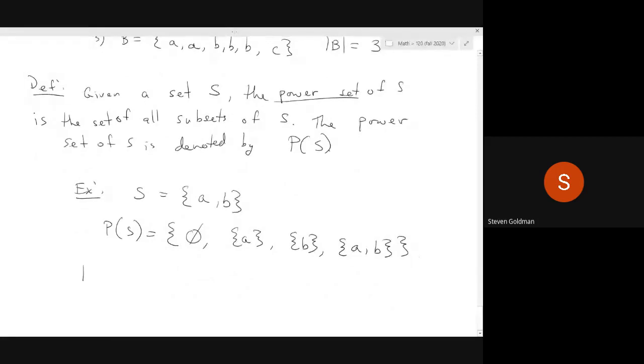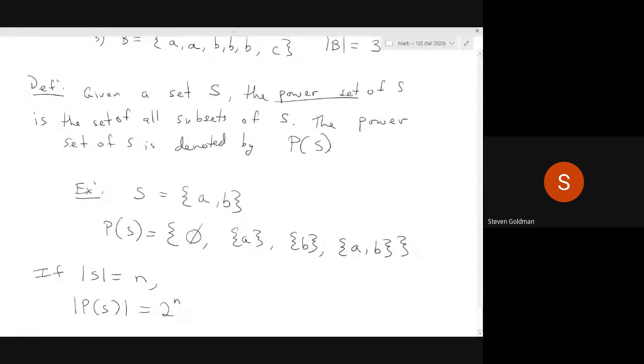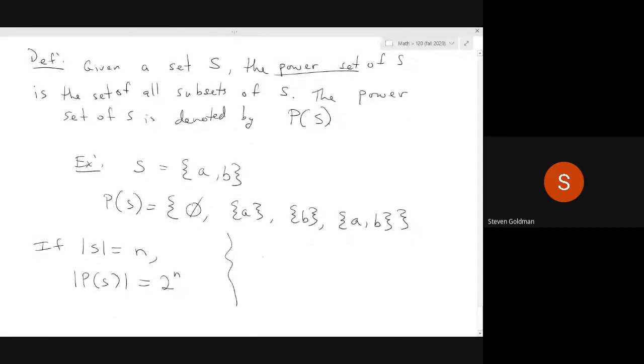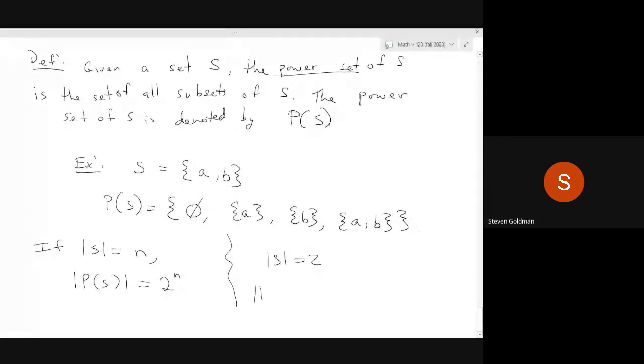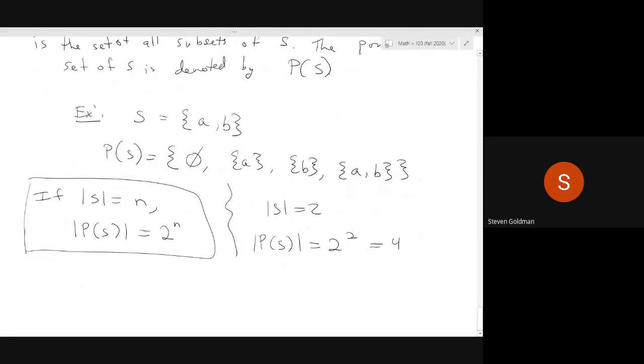All right, anytime a set S has cardinality n, its power set will have a cardinality of 2 to the power of n. So if the cardinality of S is n, the cardinality of P of S is 2 to the n. In this particular example, the cardinality of S is 2. So the cardinality of its power set would be 2 squared, which is 4, right? And there are 4 elements in the power set. So that's in general how you would know how many elements are in a power set. Any questions on that?